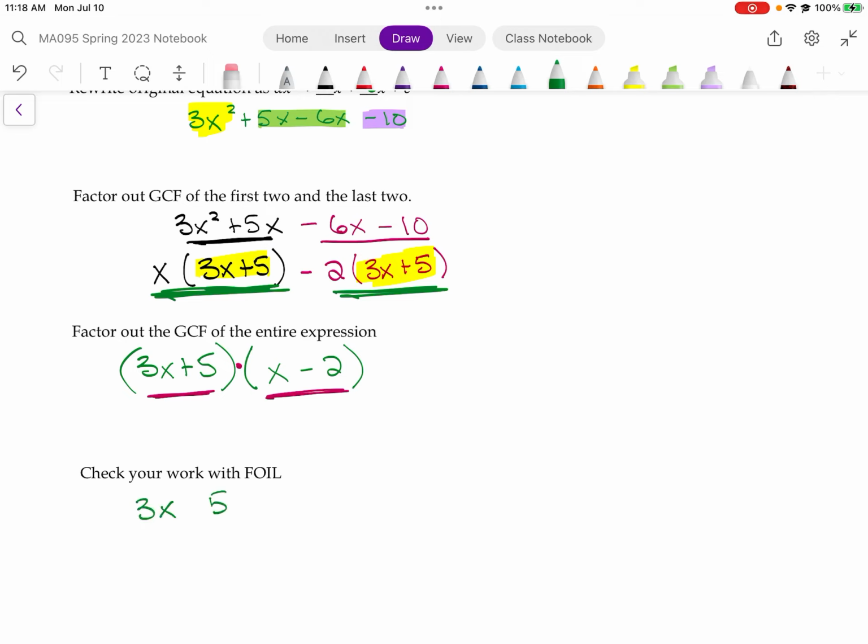3x and 5 and x and minus 2. Don't forget the minus or it'll be wrong. All right, so I've got 3x times x is 3x squared, 5x, and then I've got 3x times negative 2 is negative 6x and negative 10. Let's put this all together. We get 3x squared. These two added together give me negative x, so minus x minus 10.